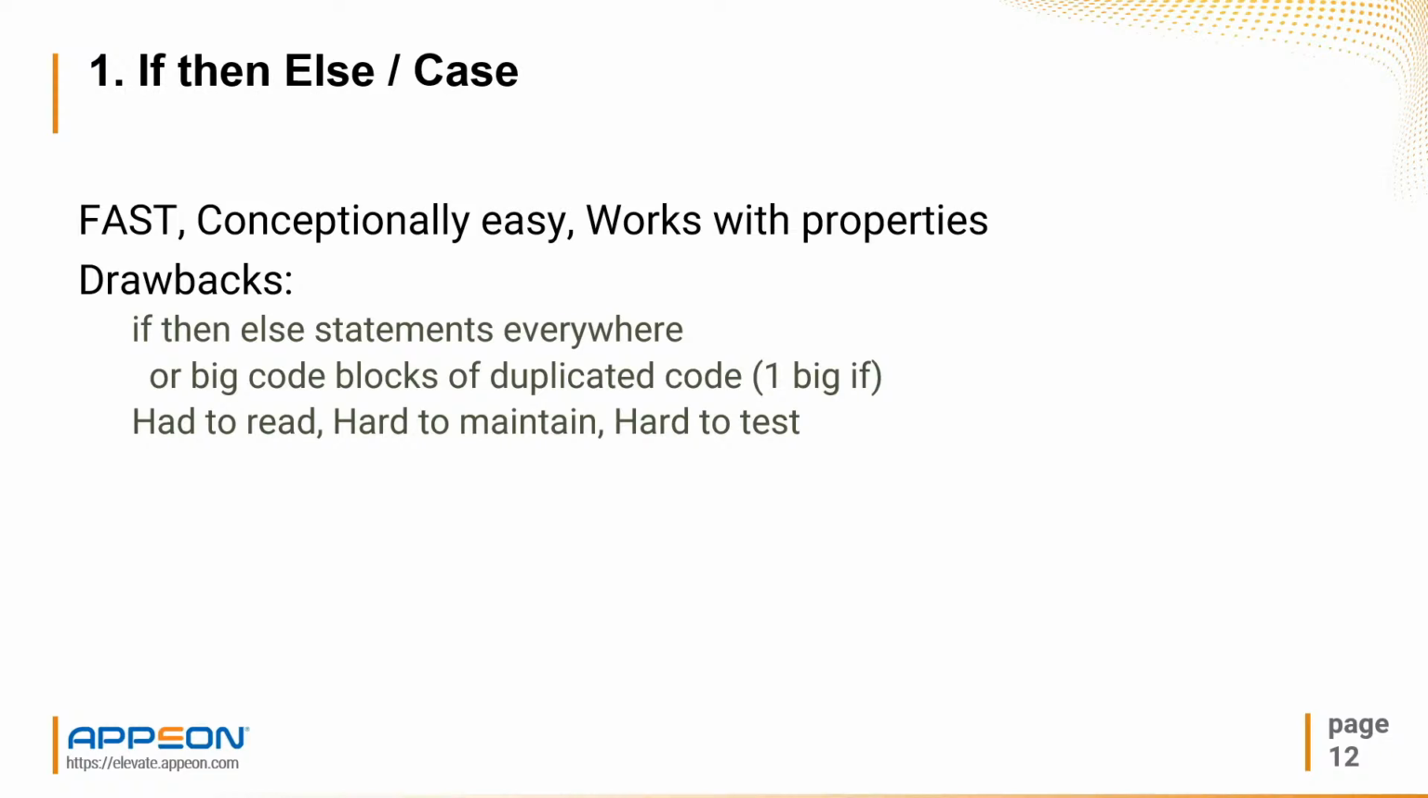So option number one: the if-then statement, or the case statement. Major benefits here are that it's very fast, it's conceptually easy, it's a simple statement, if-then-else. It also works with properties. So if you're using a data window, like the data object and other properties from the data window or data store, that works fine. The drawback is that you're going to have if-then statements everywhere. If you remember my example, it had a lot of different if-then statements, which made it confusing to read.